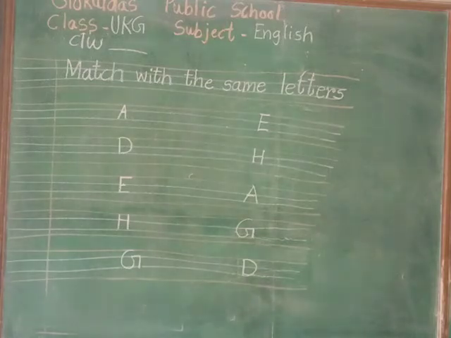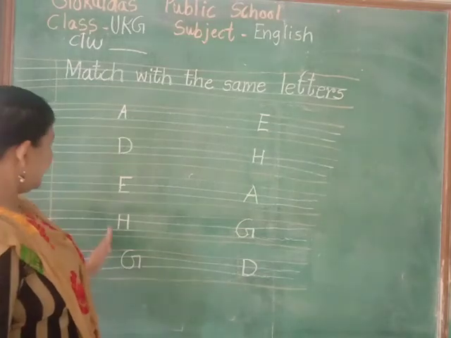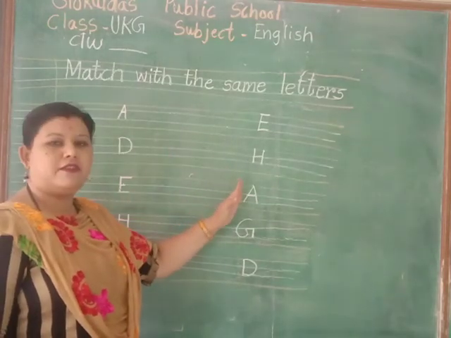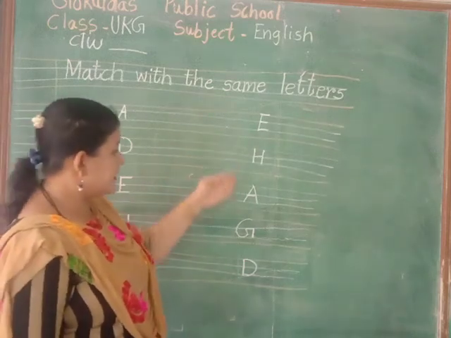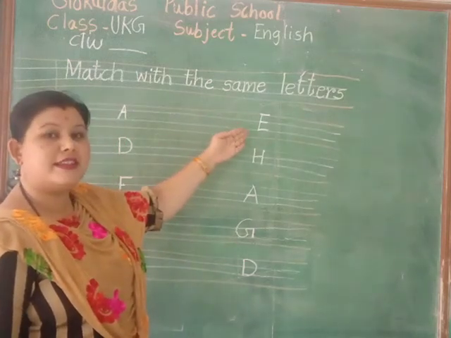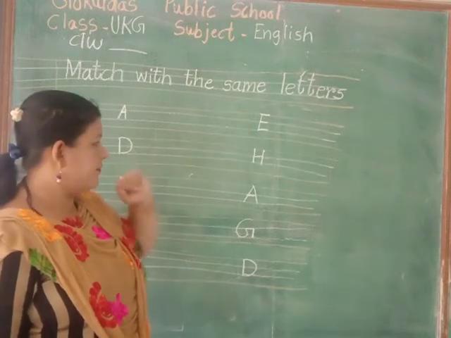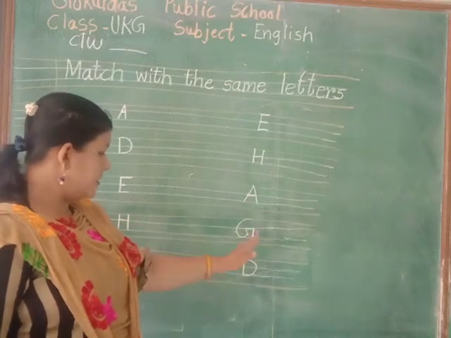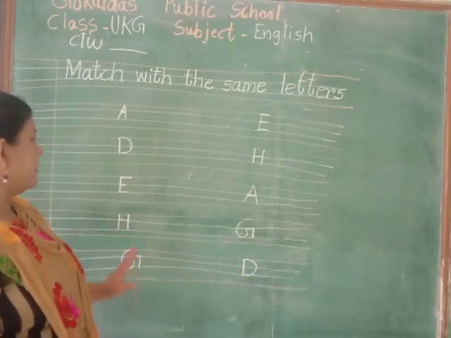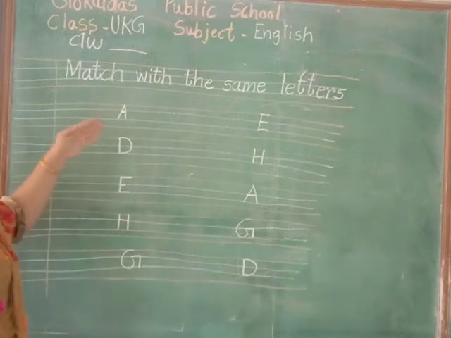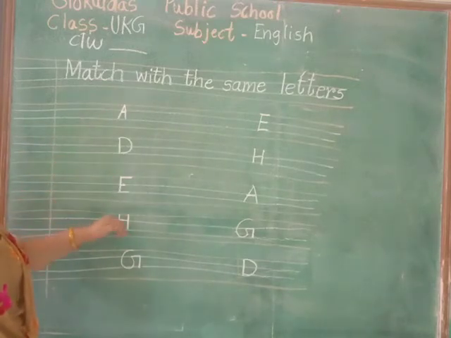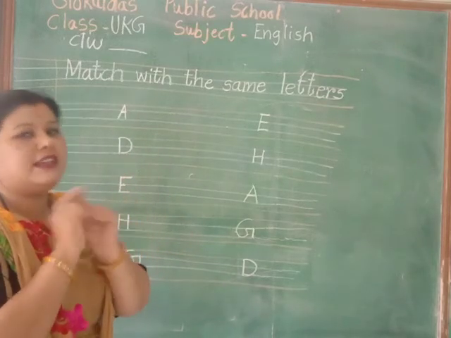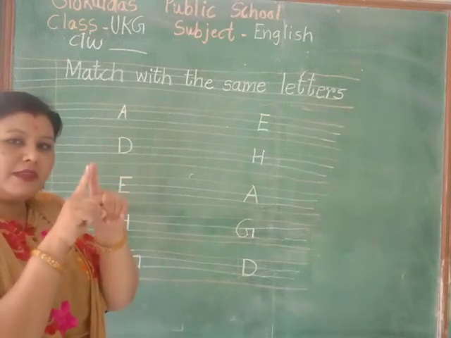Done this. Look here. First, see this line. See the letter. Then what do? You have to match with this side of letters. See this line. Here, which letter is this? Capital letter E, capital letter H, A, G and D also here. Now see this line, A, D, E, H and G here. So what do? You have to match with the same letter.